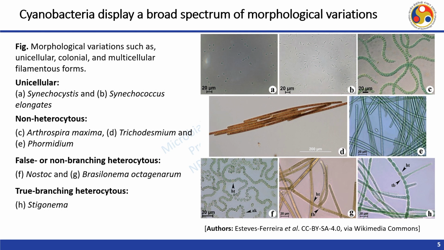And then you have the false or non-branching heterocytous. For example, in F you have Nostoc, and in G you have Brasilonema octagenarum. And then you have the true branching heterocytous, which is number H, Stigonema.